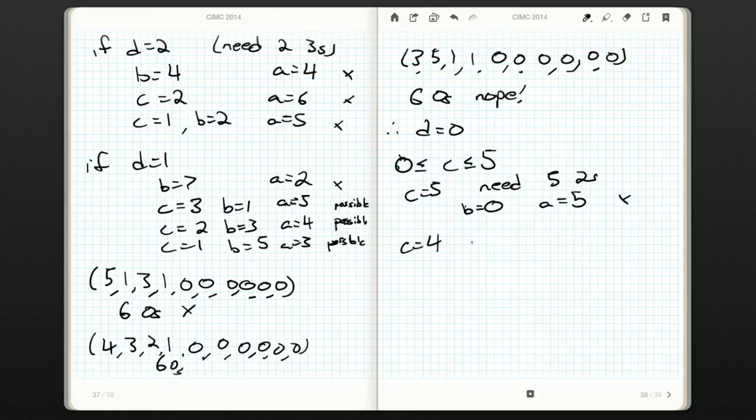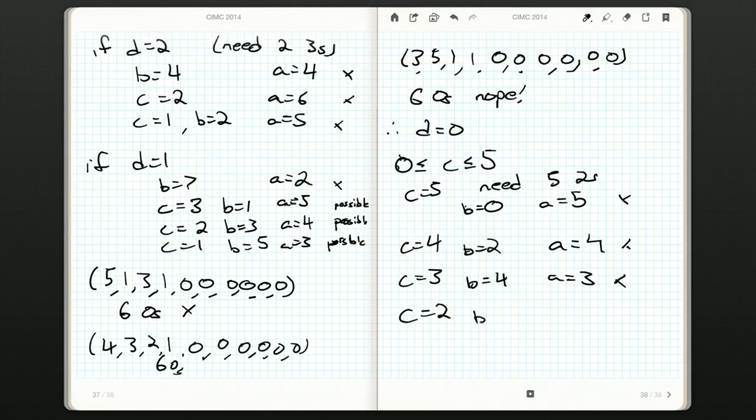How about C equals 4? We need 4 2s. None of these will work either, but we just go through them. That's not going to work. We only had 1 2. So this one almost could work. We'd have enough for 3 2s, but this is already not a 2. So B would be 4. A is 3. That's not going to work.